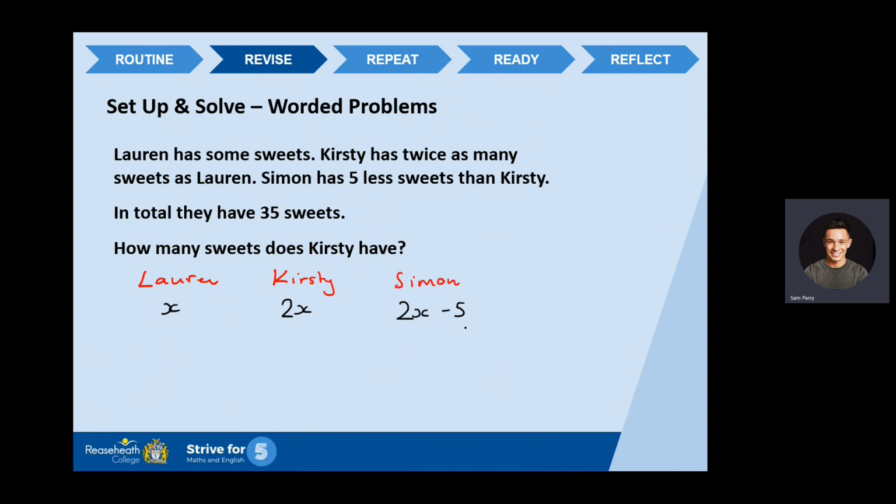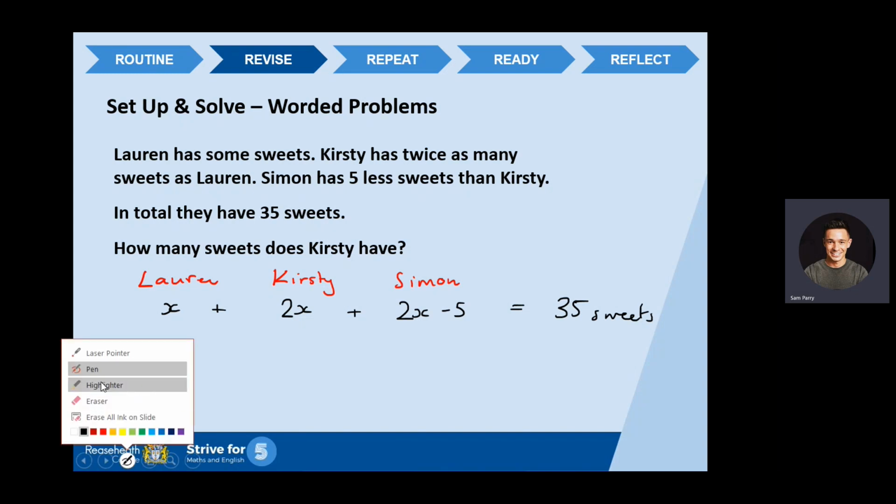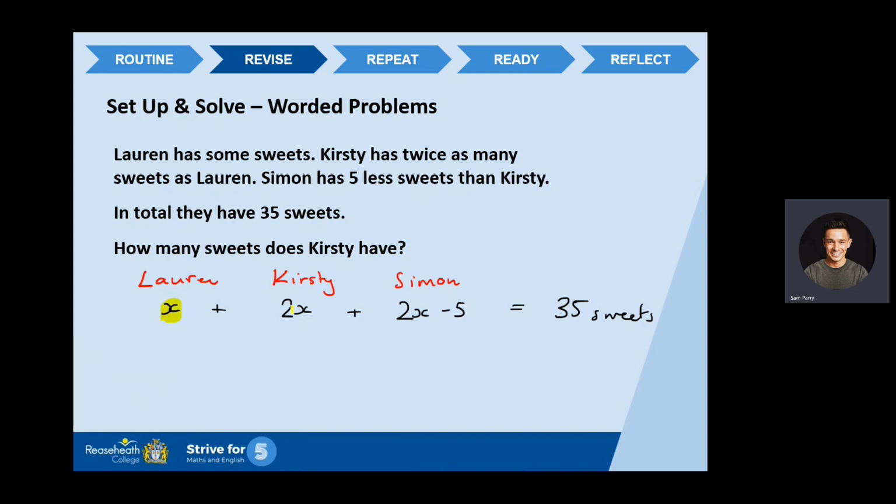In total, they have 35 sweets. So added together, if you add these together, you get 35 sweets. Now what we're going to do is solve it. Okay, we're going to group all the x's together. So we've got x plus 2x plus another 2x. Okay, so they're all my x's.